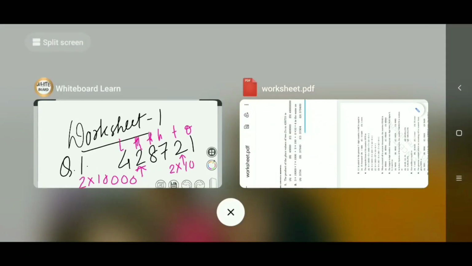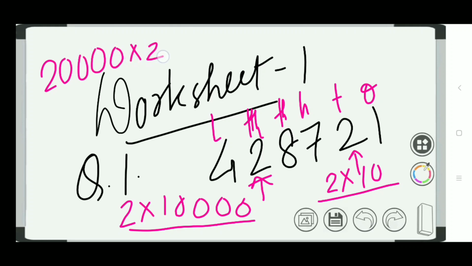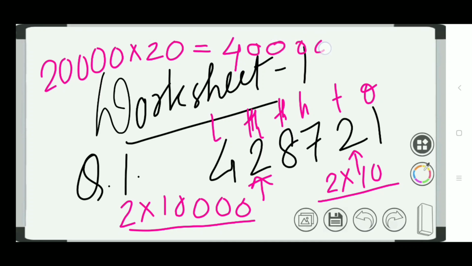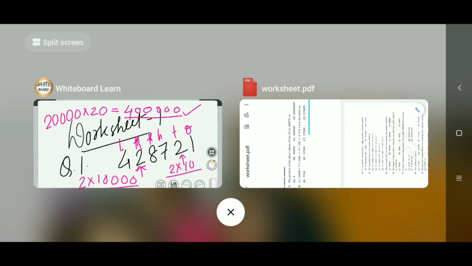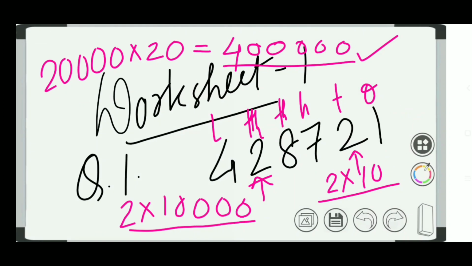Now in the question it is written the product of the place values. Now see, we have to find the product of it. Okay, so here we can get 20,000 and here you can get 20. So let's multiply 20,000 and 20. Let's see what we can get. See, you can see we are getting 4 lakh as our answer. So which option will be correct? Yes, it is option 3, means option C. So for question number 1, C is the correct option.